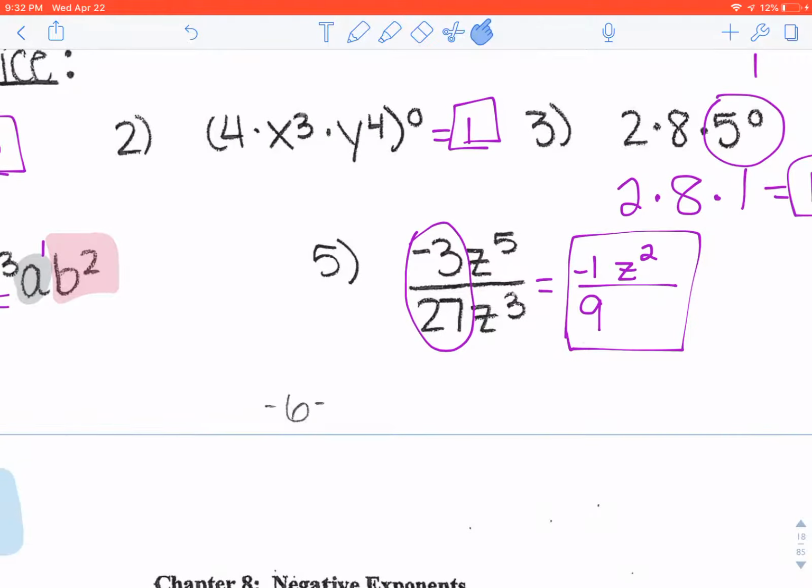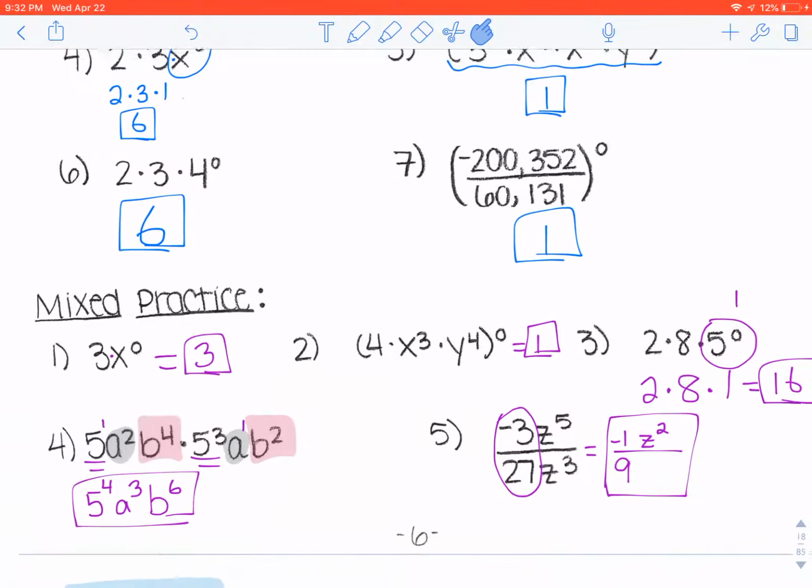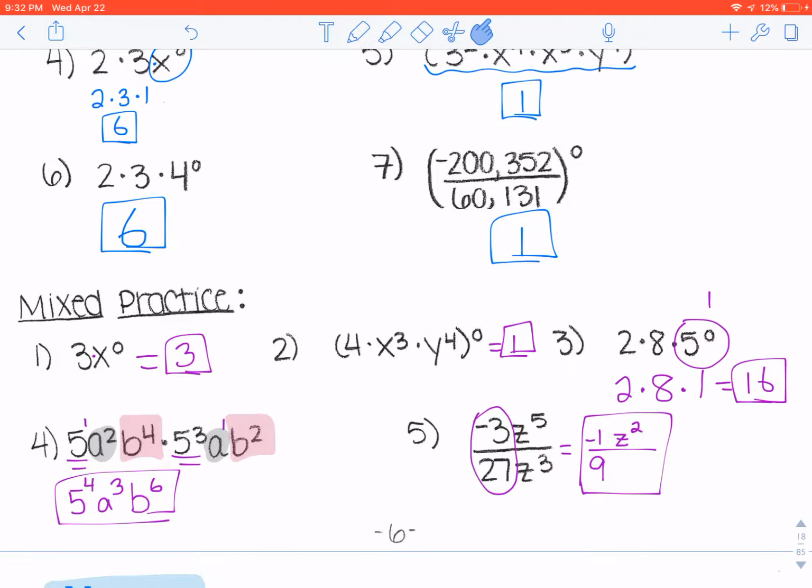Okay, so that ends our notes for property 3, which again is a 0 property that says anything to the 0 power is 1.